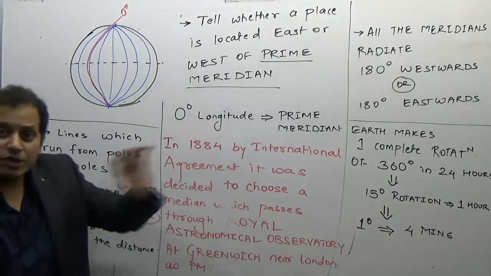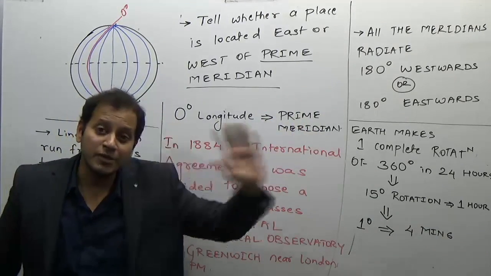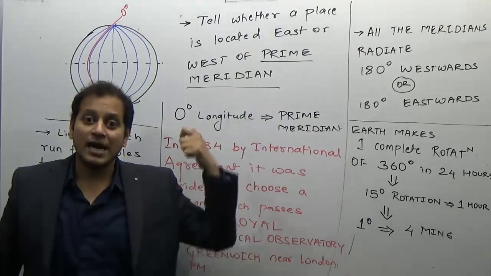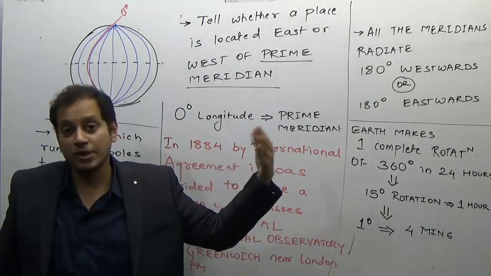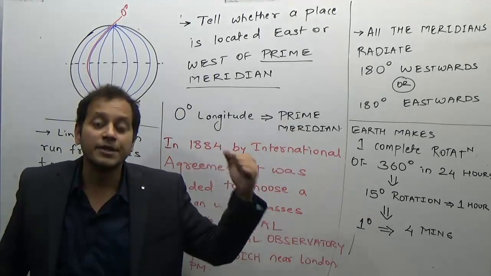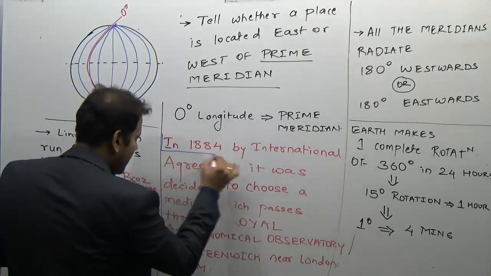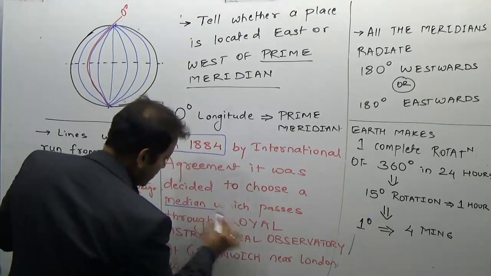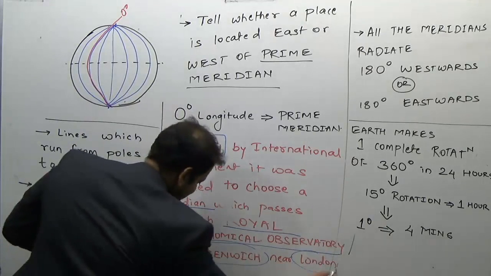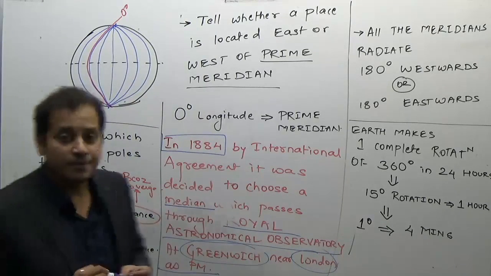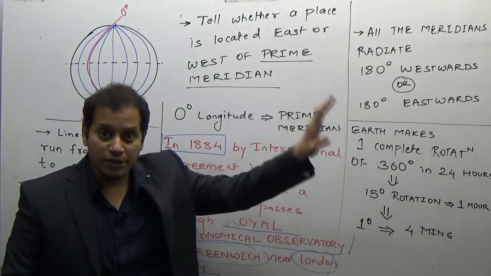Now 0 degree longitude, which could have been any longitude, is known as the prime meridian. Anything could have been a prime meridian. Maybe through India also, had the Indian king been so strong at that time, or by some international agreement, the meridian which was passing through India could have been the prime meridian. But in 1884, by an international agreement, it was decided that the meridian which passes through the Royal Astronomical Observatory at Greenwich near London would be the prime meridian or 0 degree meridian, and all other meridians radiate either 180 degrees eastwards or 180 degrees westwards from the prime meridian.